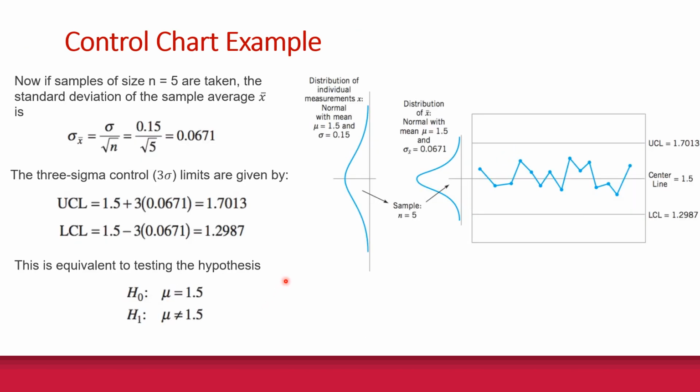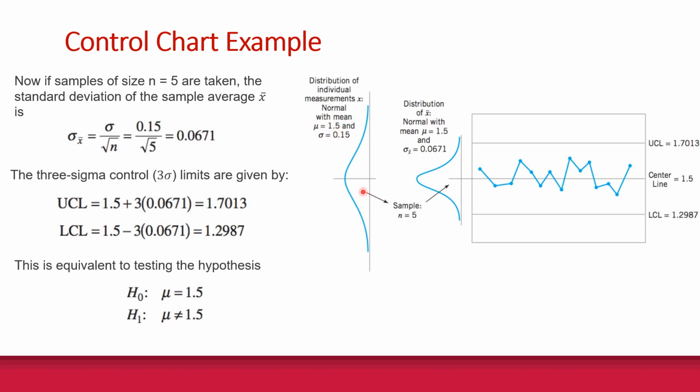So for illustrative purposes, let's look at a specific example. Let's say we have a population of individual measurements, X. And X here could be the length of a board, the weight of a dumbbell, whatever our manufacturing process is producing. We know that the measurements from the population have a normal distribution with mean of 1.5 and variance of 0.15. Now, here, I didn't put units on this. This could be pounds, inches, feet, whatever our units are.